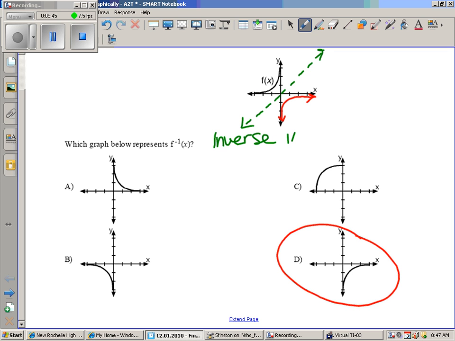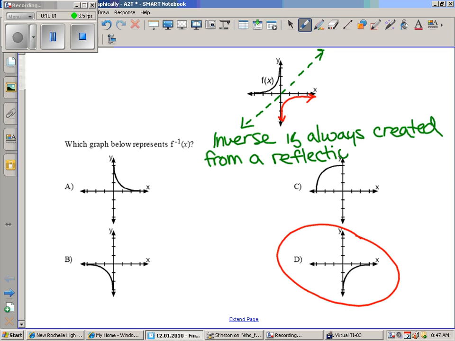Inverse is always created from a reflection in the line y equals x. And y equals x passes directly through the origin going like that.